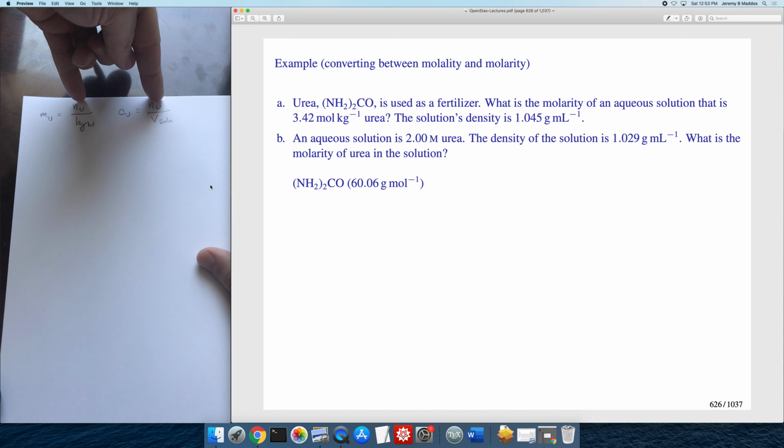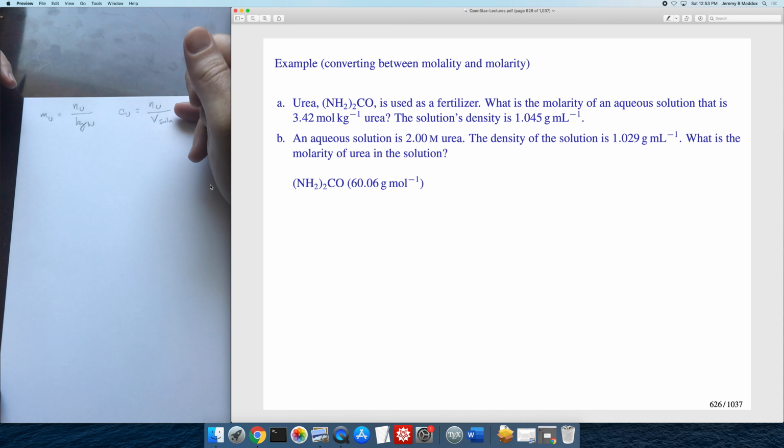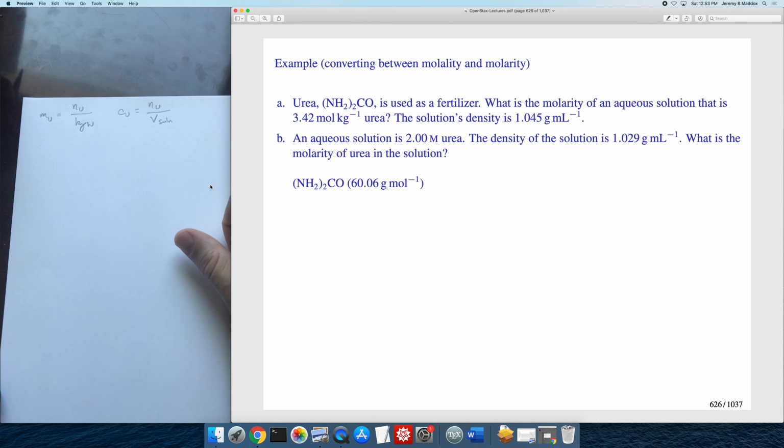Notice that the numerators are the same. We'd like to extract the numerator from the molality so that we could use it in the molarity. How do we do that? Assume 1 kilogram of water.